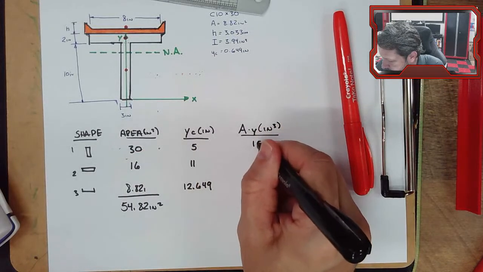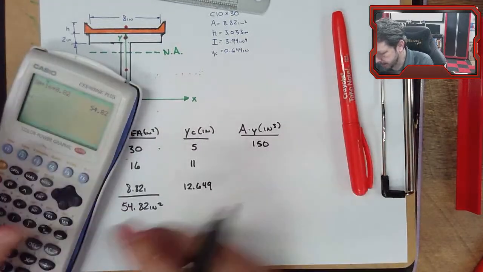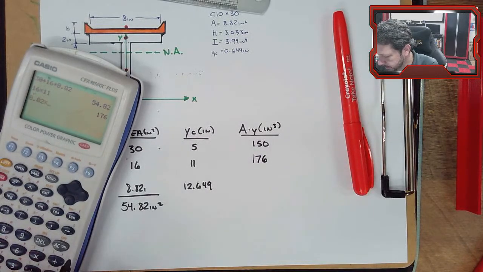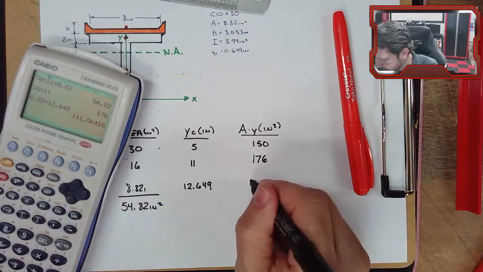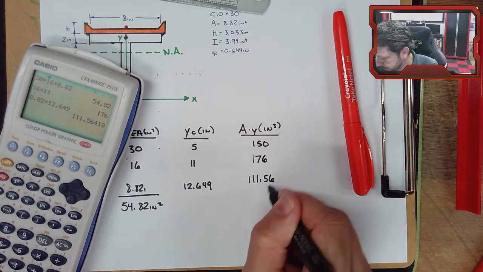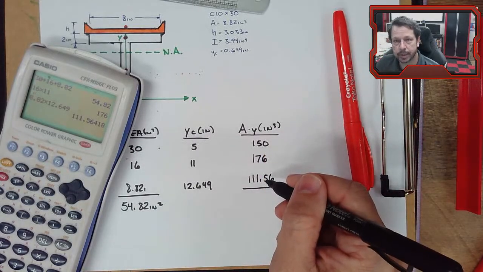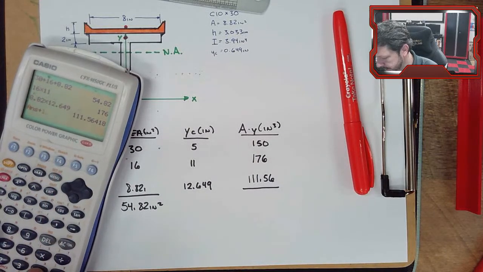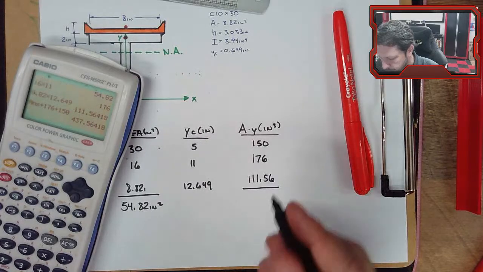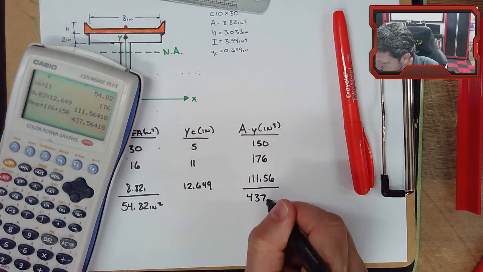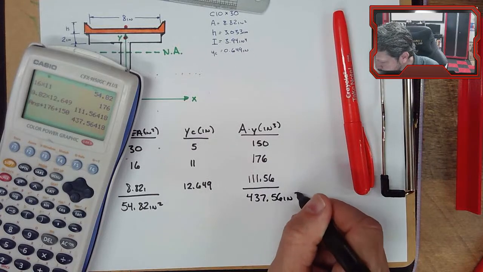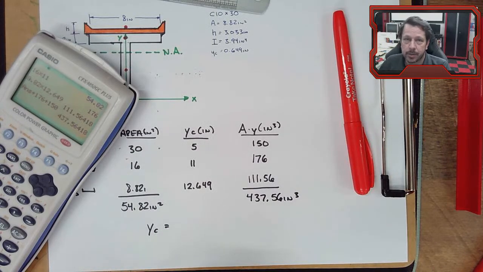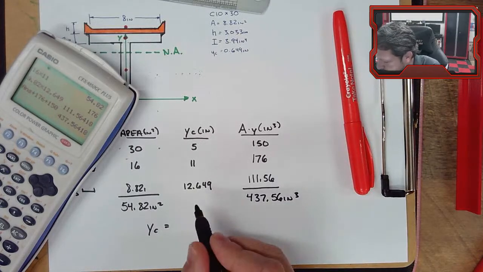30 times 5 is 150. 16 times 11 is 176. 8.82 times 12.649 is 111.56. And we'll sum these to get the total for our composite T-channel beam. So 111.56 plus 176 plus 150 is 437.56. And then we'll calculate y sub C, the location of the centroid of our composite shape, which is also the location of the neutral axis for our composite shape.